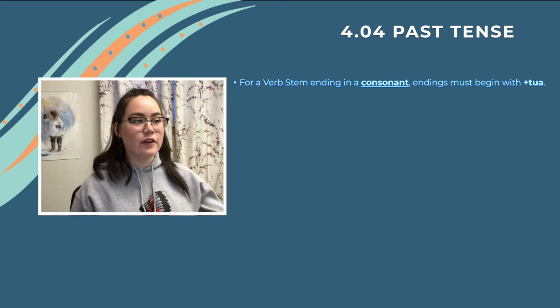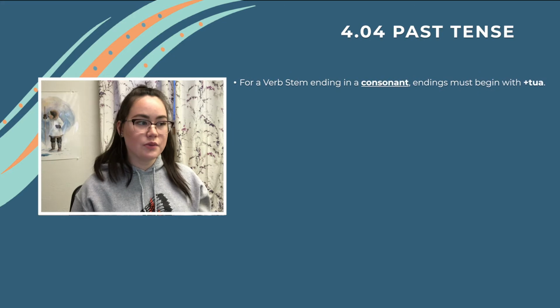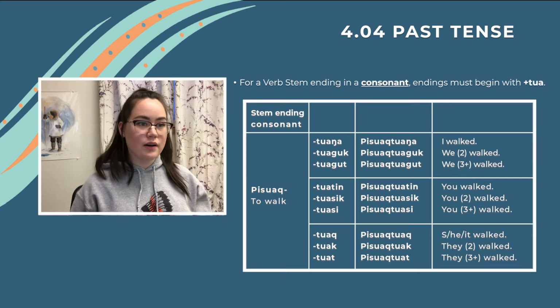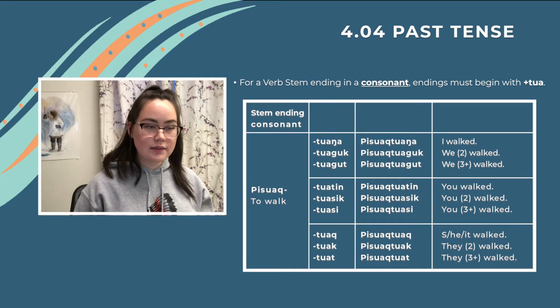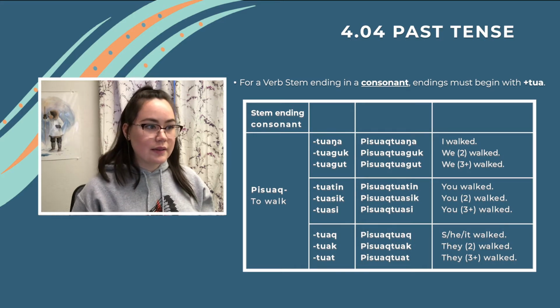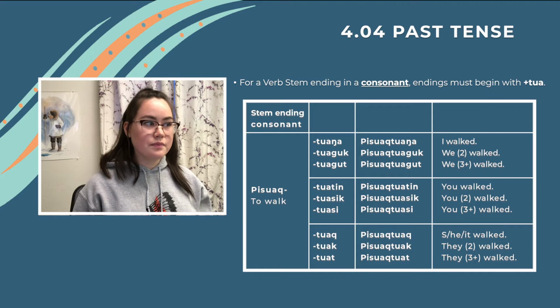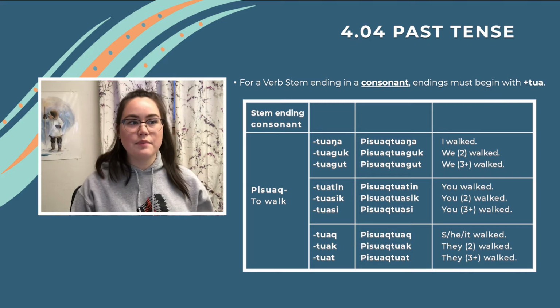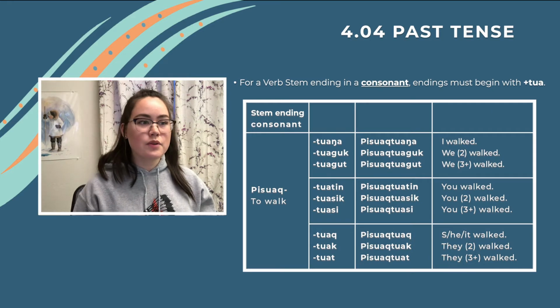When you have a verb stem that ends in a consonant, you will use toa. For example, pisok. Pisok doa nga, I walked. Pisok doa ruk, we 2 walked. Pisok doa rut, we 3 or more walked. You could also, like mentioned earlier, use the first person singular, dual, and plural, the different ways of saying it. So you could say pisok doami, pisok doani, pisok doami.